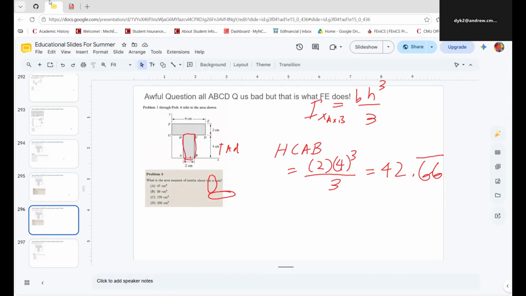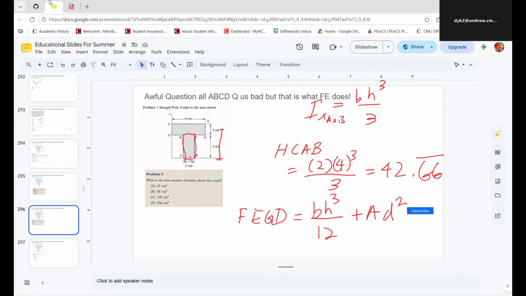Now here is the issue for the other one. The other one is not on the x-axis, so you have to actually do a plus AD. There's two ways to do it. I rather like when I do the F, E, G, D, I like saying equal to the 12 version plus AD squared, because it doesn't confuse me. And then we add HCAB plus FEGD to equal something.